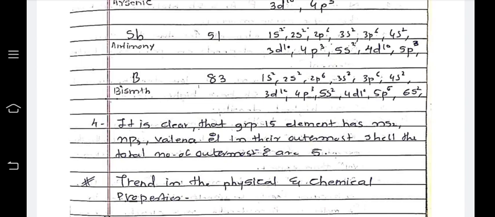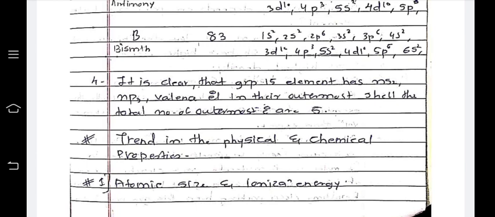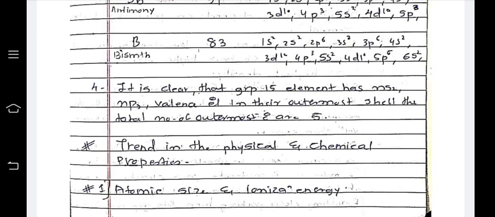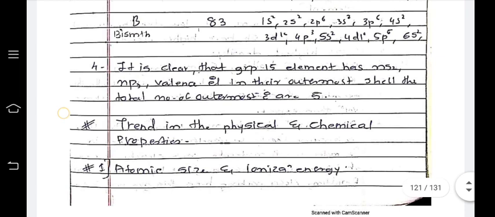Antimony, atomic number 51, electronic configuration 1s2, 2s2, 2p6, 3s2, 3p6, 4s2, 3d10, 4p6, 5s2, 4d10, 5p3. Last, bismuth, abbreviation capital B-i, atomic number 83, electronic configuration 1s2, 2s2, 2p6, 3s2, 3p6, 4s2, 3d10, 4p6, 5s2, 4d10, 5p6, 6s2. This is the electronic configurations.